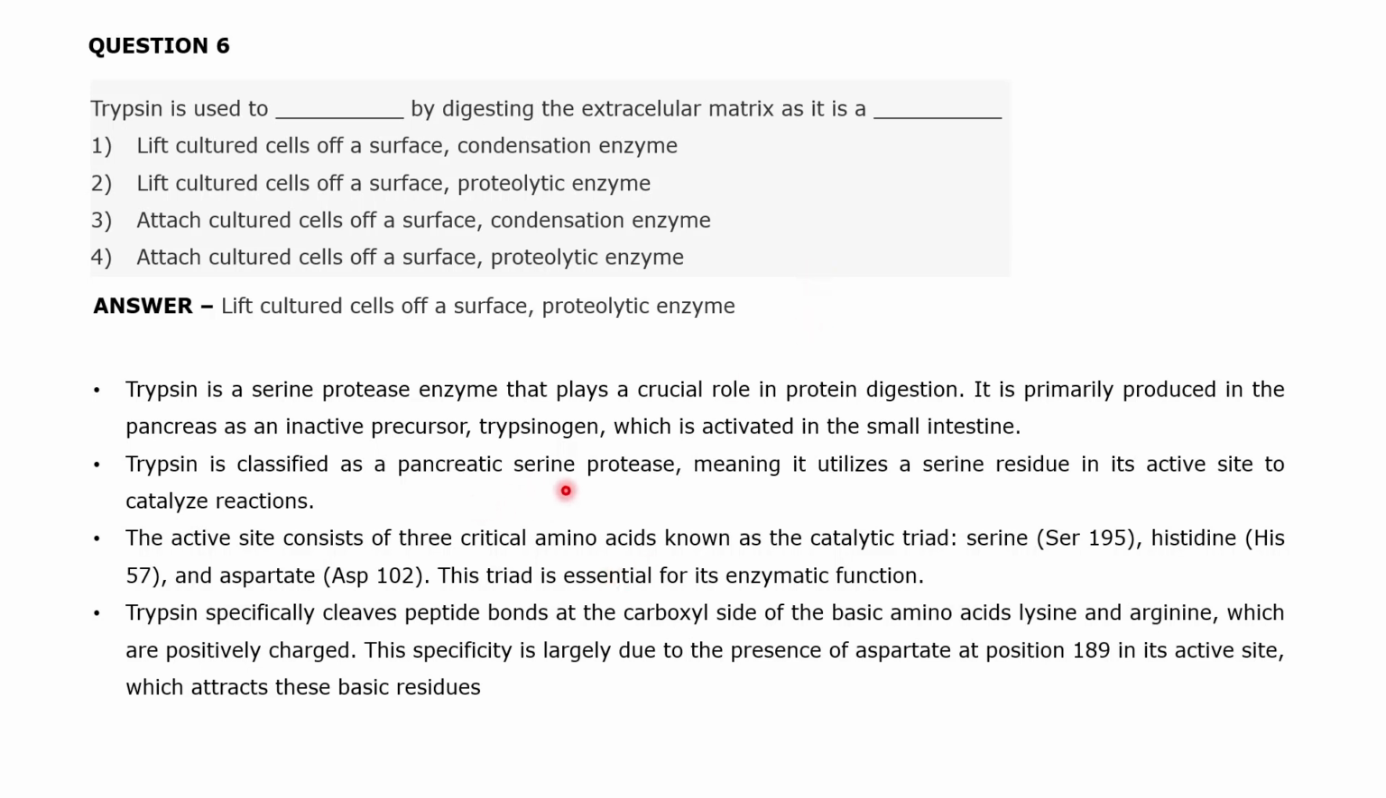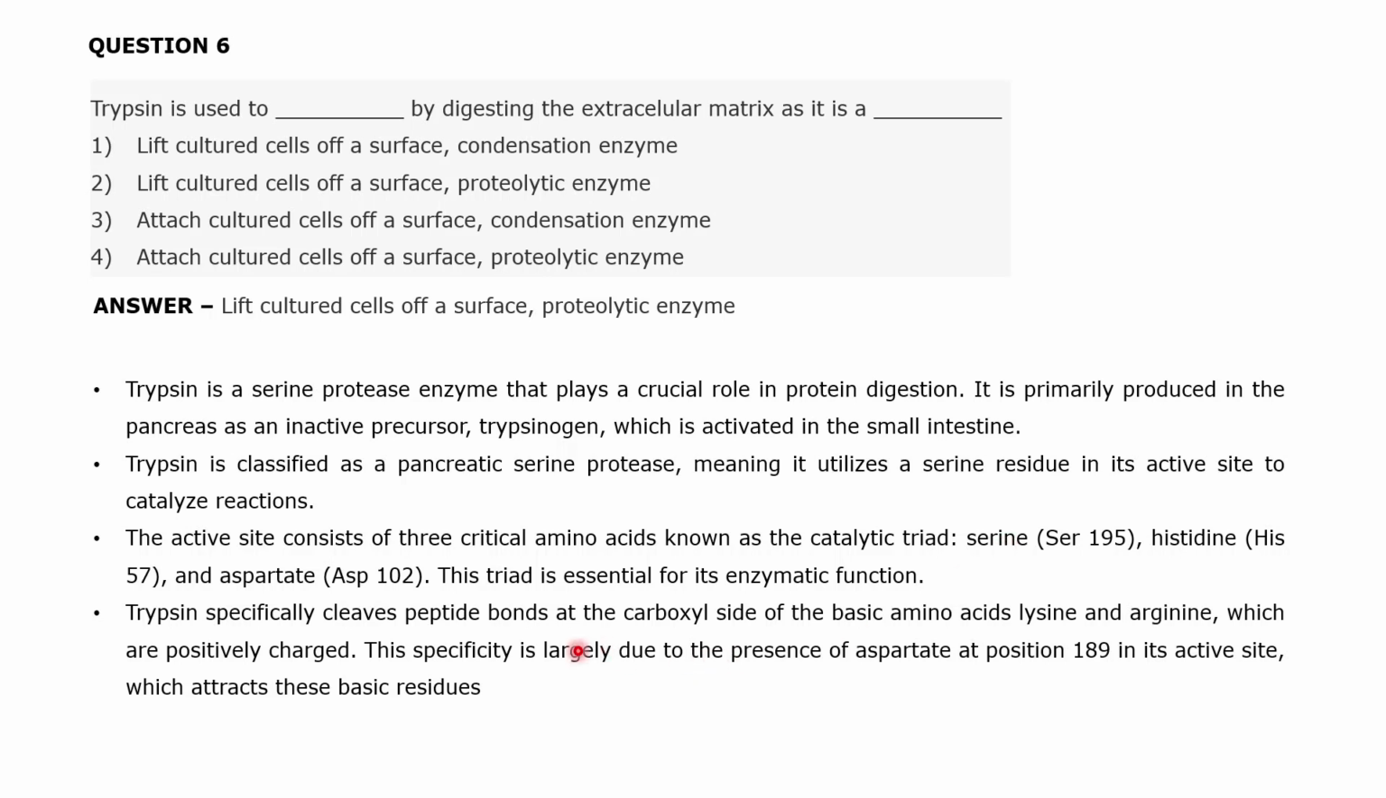Basically it's a serine protease because of the presence of a serine residue at the active site. That is a common factor that gave it the name serine protease. It also consists of other amino acids apart from serine, like histidine and aspartate, giving it the name catalytic triad, because these two amino acids along with the serine make the active site active. That's why it is called a catalytic triad.